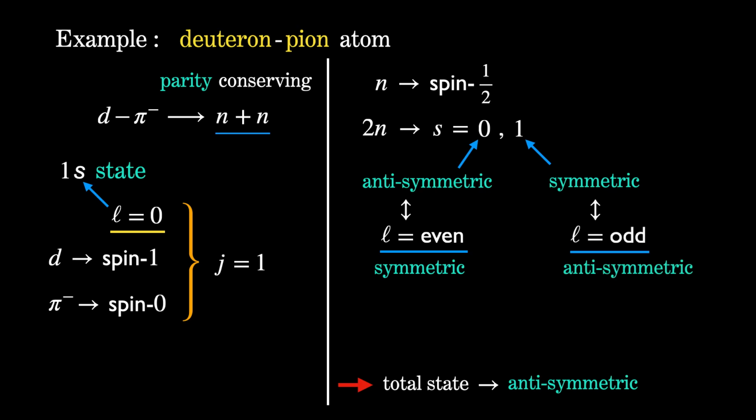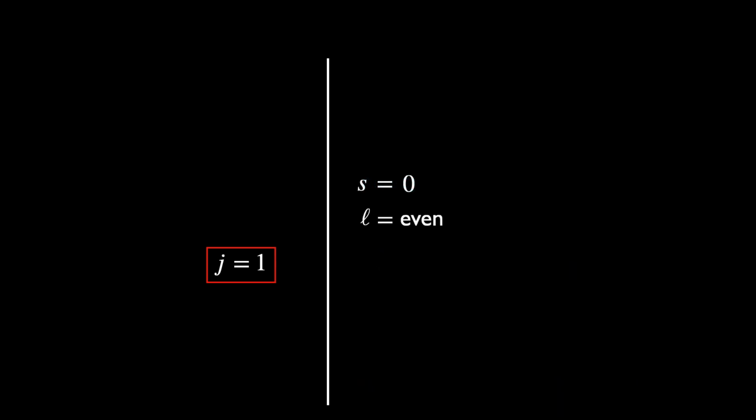Conservation of angular momentum in the decay process demands that the total angular momentum of the two neutron state must also be equal to 1, same as the initial state. Let's examine the spin zero branch to see if we can find any state which satisfies this constraint. By the rules of angular momenta addition, S equals 0 and L even can only lead to a total angular momentum of J equals L, which is even. This violates the constraint.